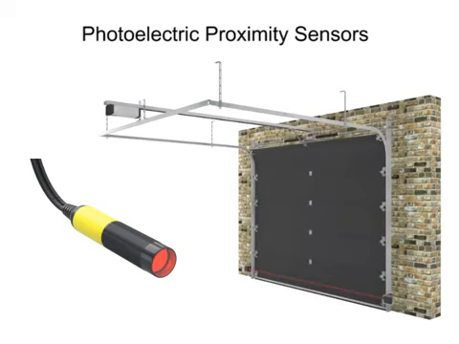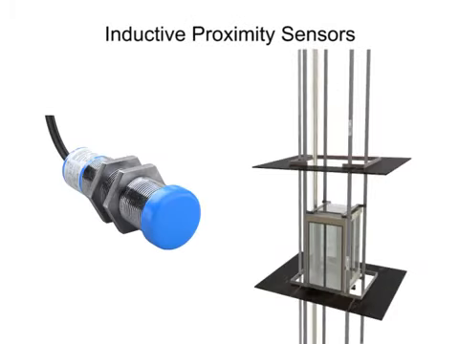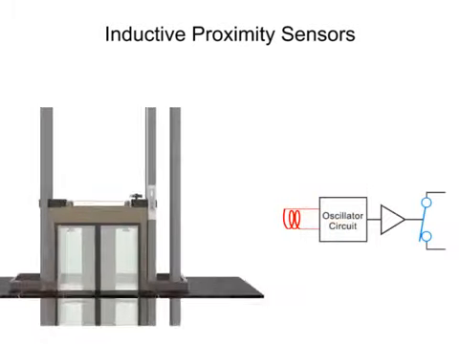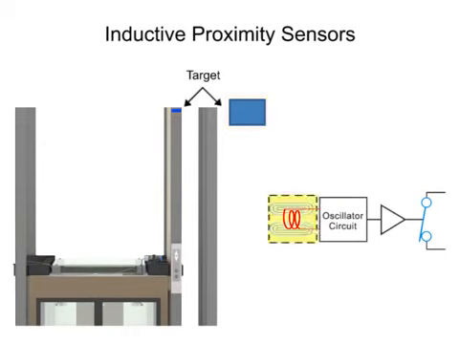Let's take a closer look at how these three common types of sensors work. Inductive sensors can detect a target from 0.5 mm to 40 mm. They only detect metallic targets and therefore use a magnetic field to detect its presence.